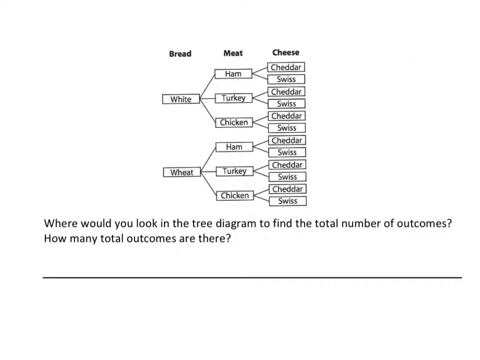The first question on your notes handout says, where would you look in the tree diagram to find the total number of outcomes? And how many total outcomes are there? So the specific thing I'm looking for is finding the total number of outcomes. It's really important to know what specific thing you're looking for so you can go to the correct spot in your tree diagram. The total number of outcomes is going to be at the end after your last category. So for this tree diagram, it's going to be in the far right.